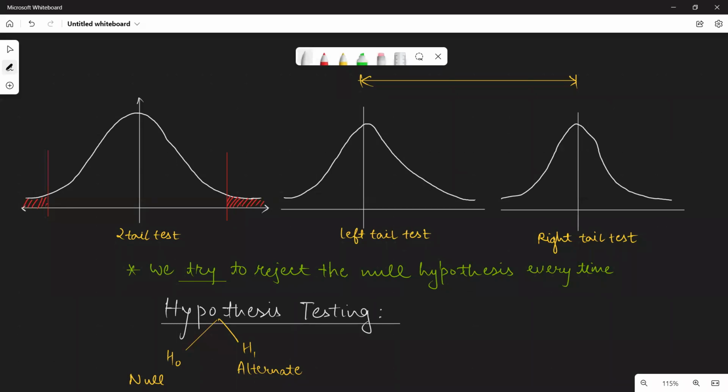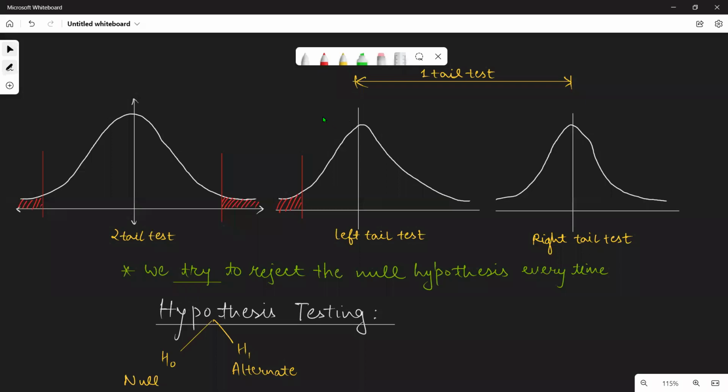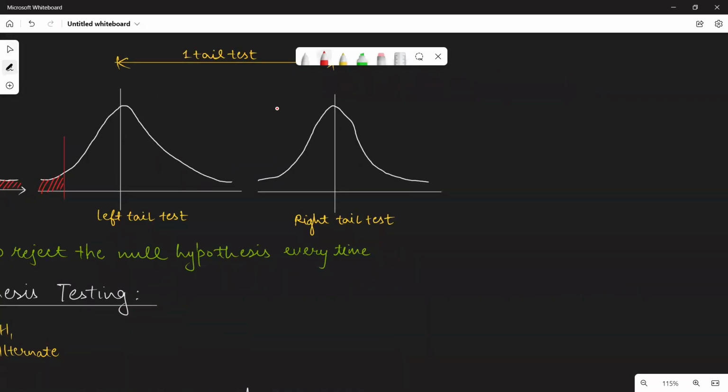Similarly, if I'm talking about a one-tailed test, what happens? You will have either a left-tail test or a right-tail test. If it is left-tail, then what can we say? The rejection region to reject H naught gets developed where? On the left side. Similarly, if it is a right-tail test, then what will happen? Same thing. The rejection region will be developed on the right side of the graph. Simple as that.